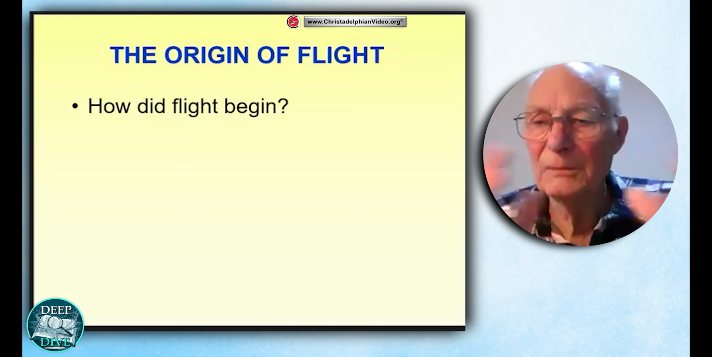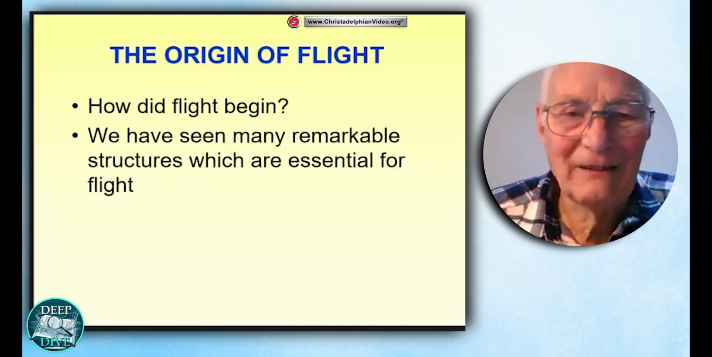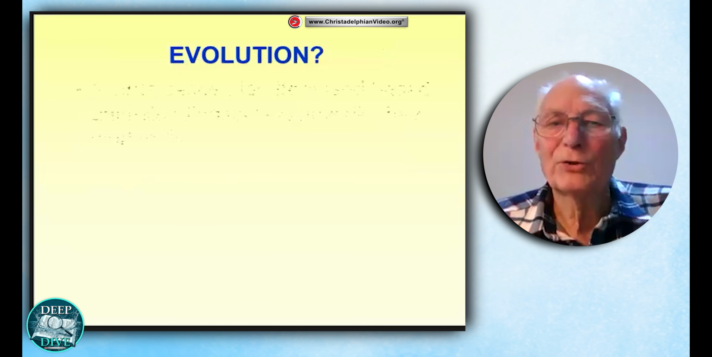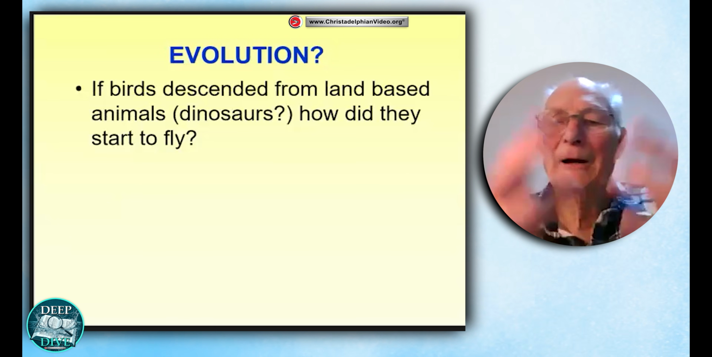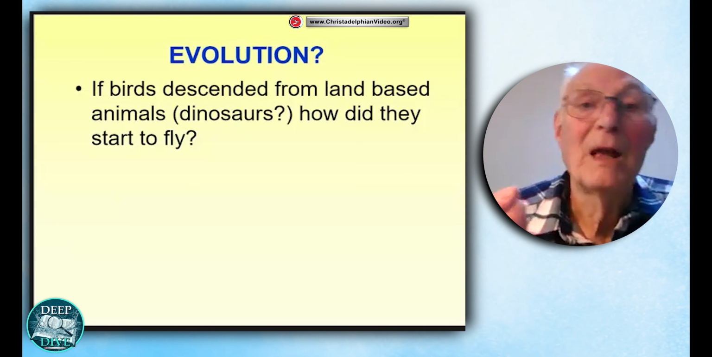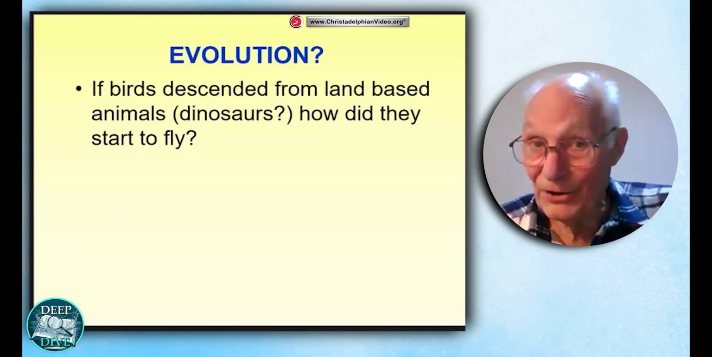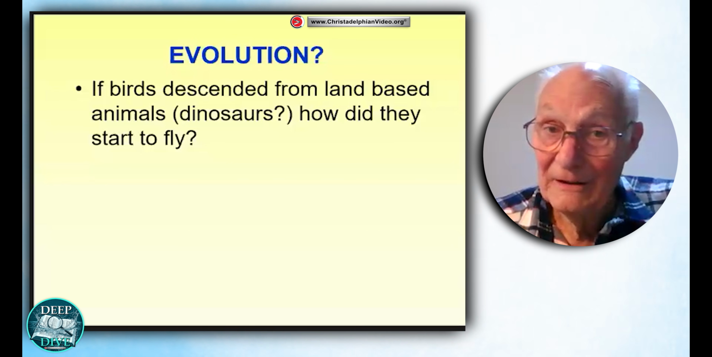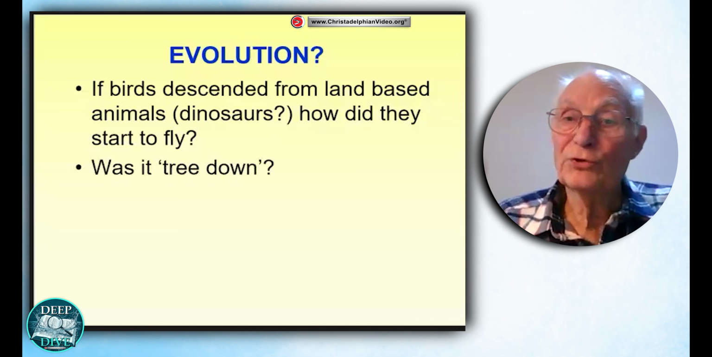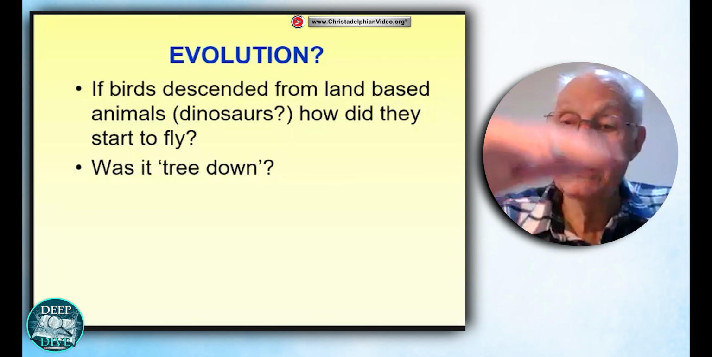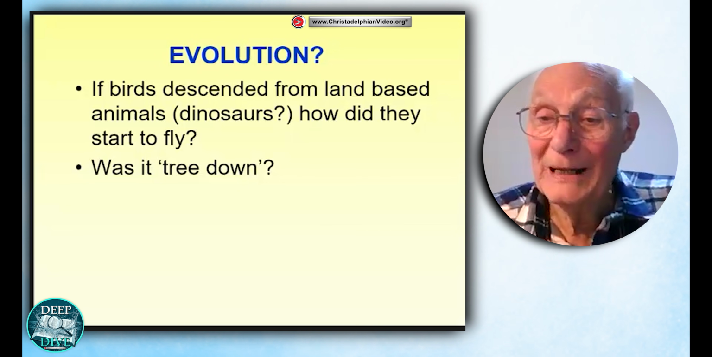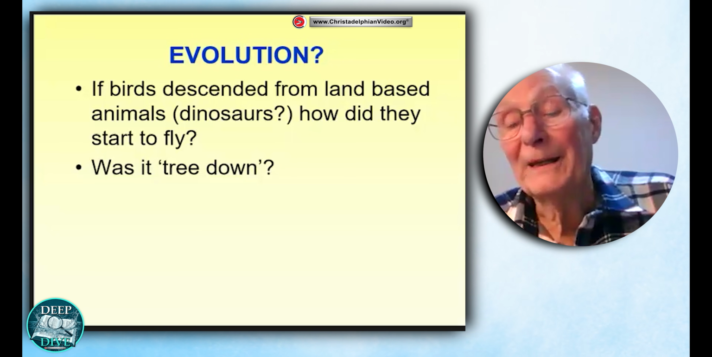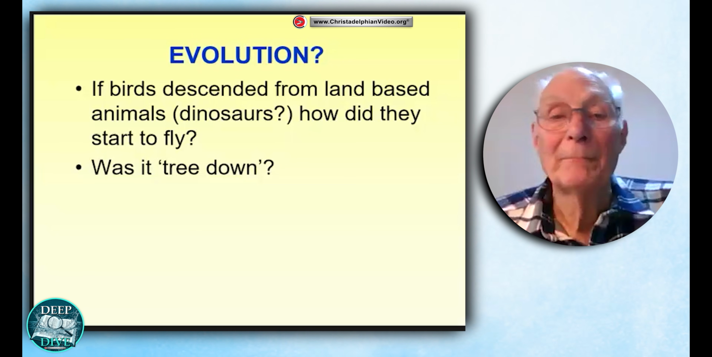We've seen many remarkable structures which you have to have before the bird can take off from the ground and fly. They must all be present at the same time. Now, if birds descended from land-based animals like dinosaurs, how did they start to fly? Were the dinosaurs tree creatures and they jumped out of the tree and somehow learned to produce these amazing feathers that could provide a continuous surface to make a vein that will support air?